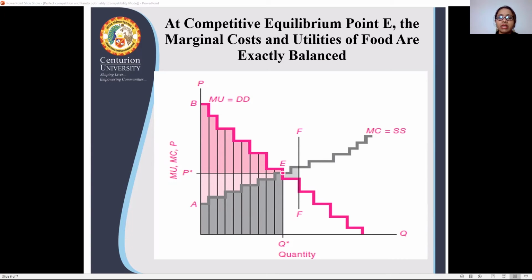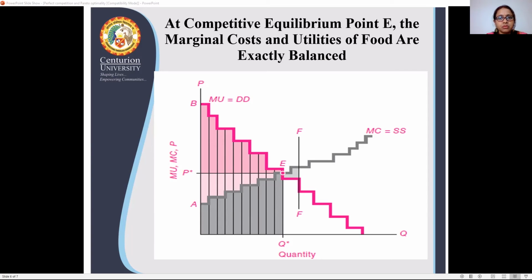Similarly, by adding horizontally the demand curves of all the identical individuals, we get the marginal utility curve, which is also the demand curve for food. The intersection of the supply curve and the demand curve shows the competitive equilibrium for food. This intersection point is at point E.